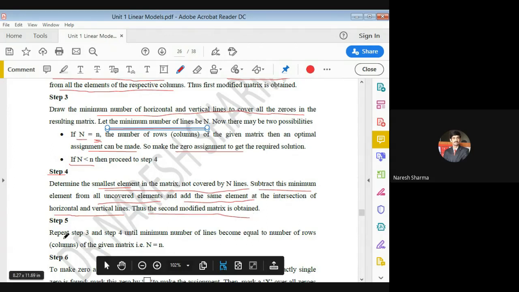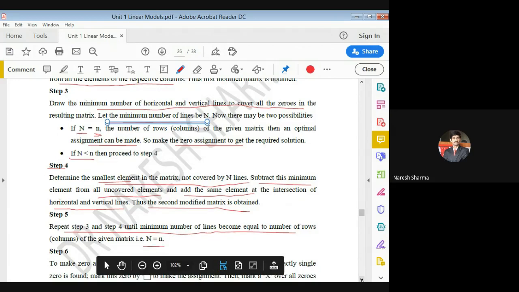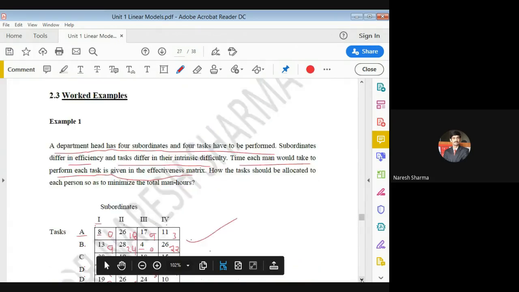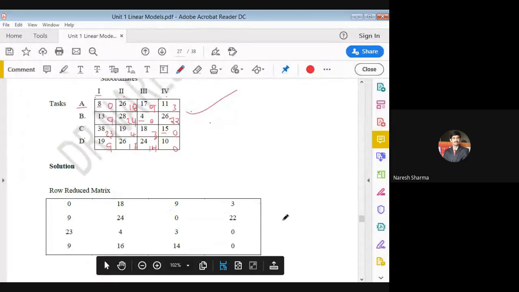So in step 5 it says repeat steps 3 and 4 until the minimum number of lines is equal to your number of rows and number of columns. So we can try in our example. Once you subtract the minimum element from each row, you get this one. After that you can subtract the minimum element from each column.